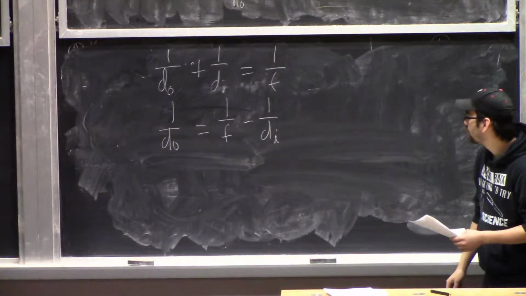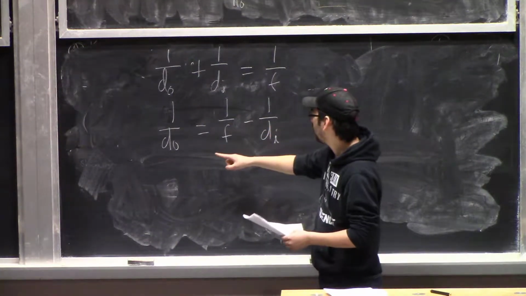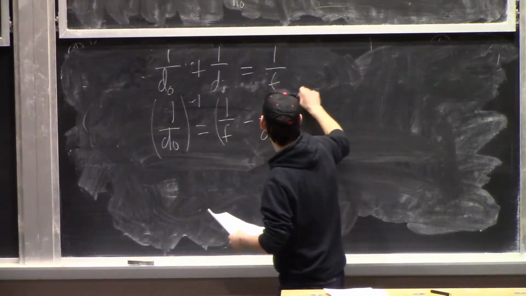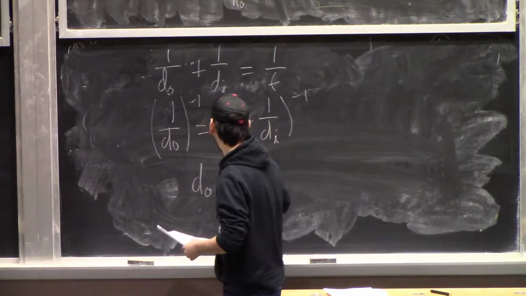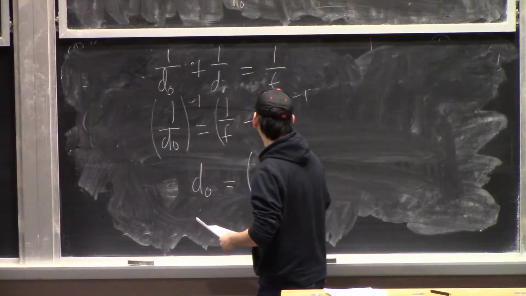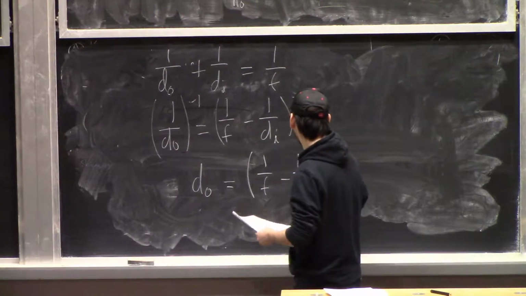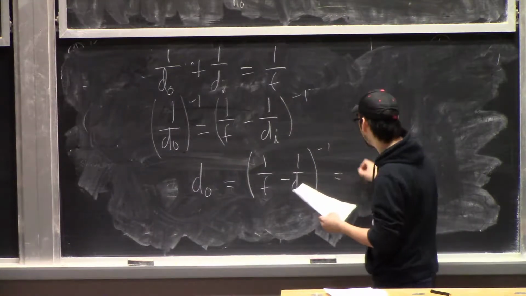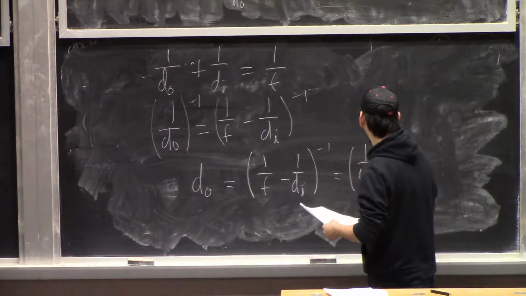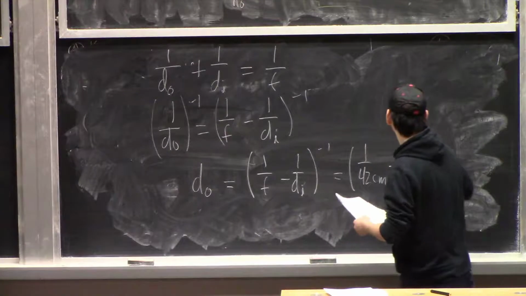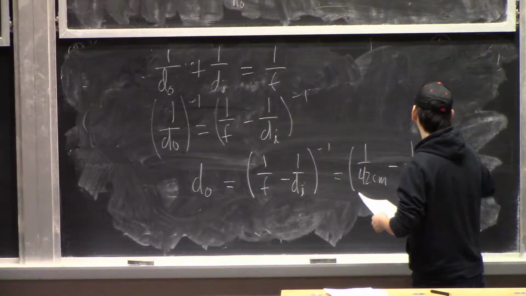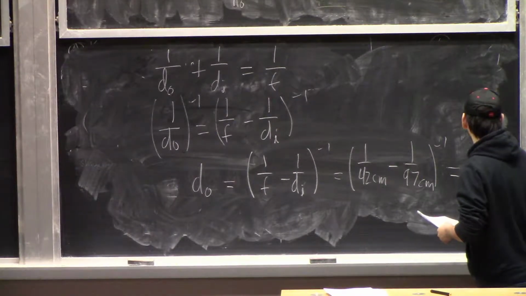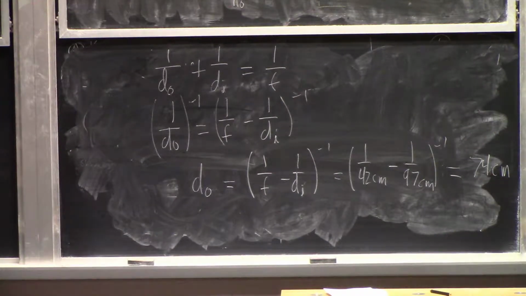And now to find what the distance to the object is we can just invert both of these. So we can say that the distance to the object is going to be equal to 1 over the focal length minus 1 over the distance to the image, to the -1, and then we can plug our numbers in. So this says that this is going to be 1 over 42 centimeters minus 1 over 97 centimeters, inverted, and this gives us an answer of 74 centimeters. Okay? So that's part A.